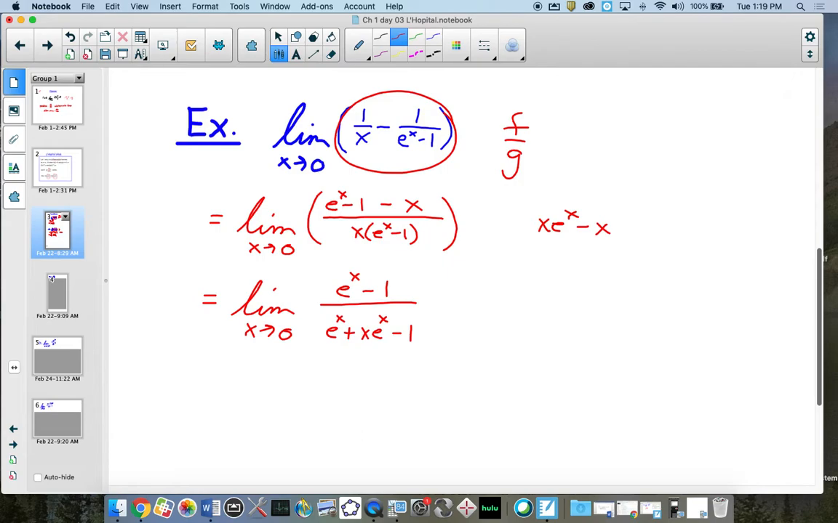So now what happens when we plug in 0? We're going to get e to the 0, which is 1, minus 1. And then the denominator, we're going to get e to the 0, which is 1, plus 0, minus 1. That didn't seem to help.